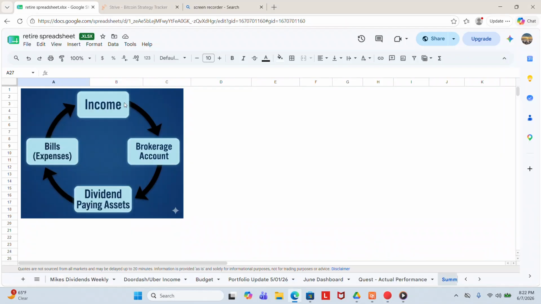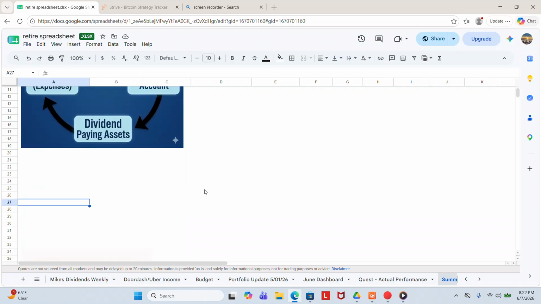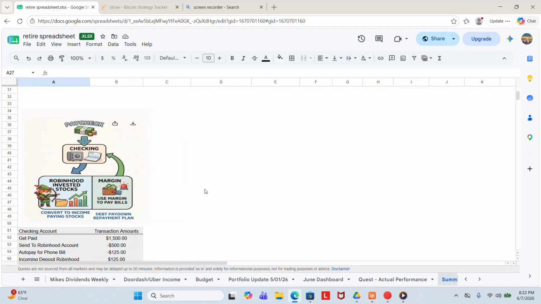Okay, so since our first couple of videos, here's a quick summary. We take our income, put it in our brokerage account, buy dividend paying assets, use the margin to pay the bills, and then we just continue to do that. So take our paycheck, put it in checking, then move our bill money to Robinhood and invest in the stocks, dividend paying stocks.